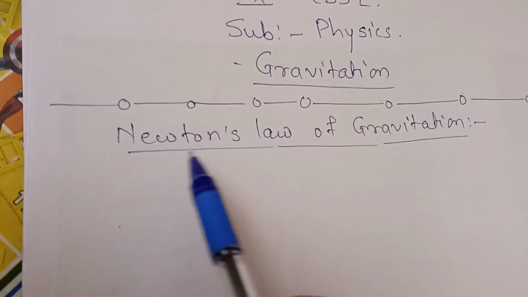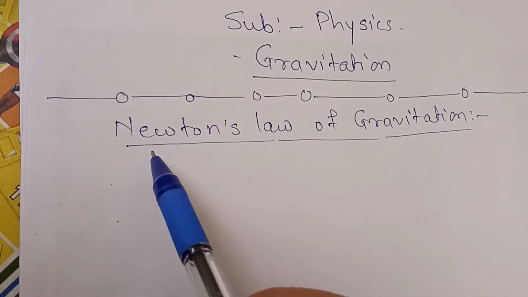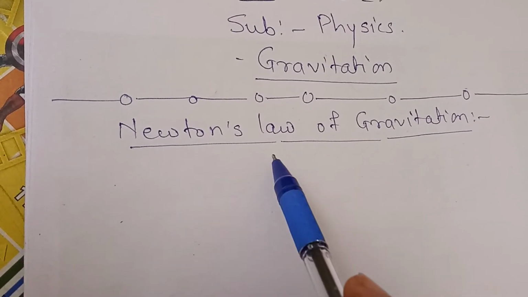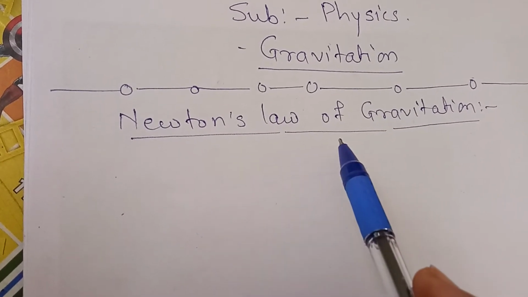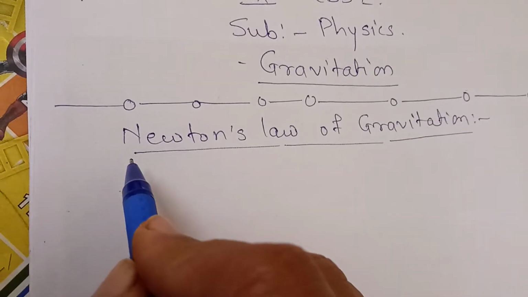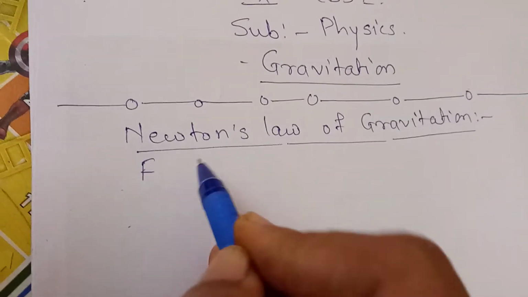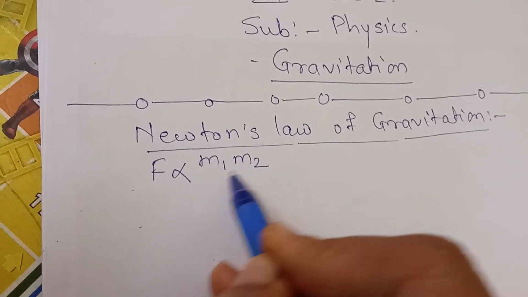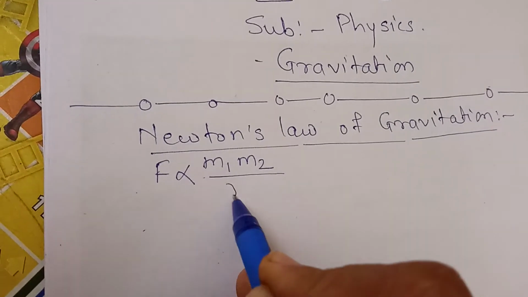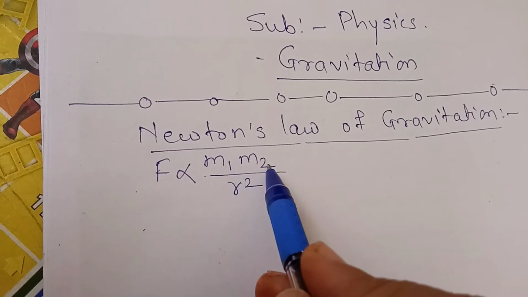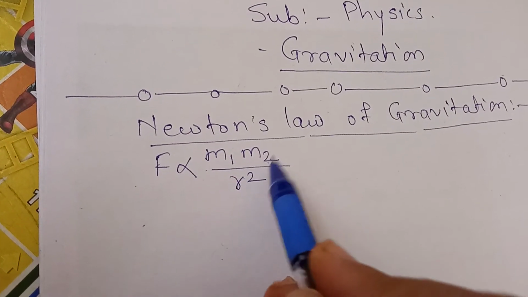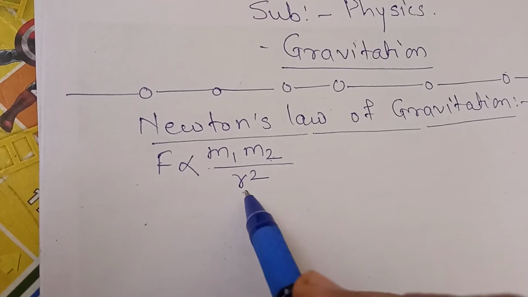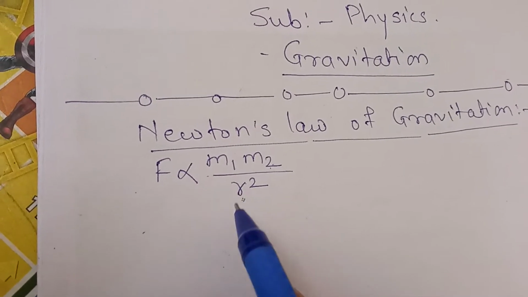The statement of Newton's law of gravitation is: the force of attraction between any two objects on the earth is directly proportional to the product of their masses and inversely proportional to the square of the distance between them. That is, F is directly proportional to m1 m2 divided by r square, where m1 and m2 are the masses of the two objects which are situated at a distance of r from each other. That is, the distance between their centers is r.